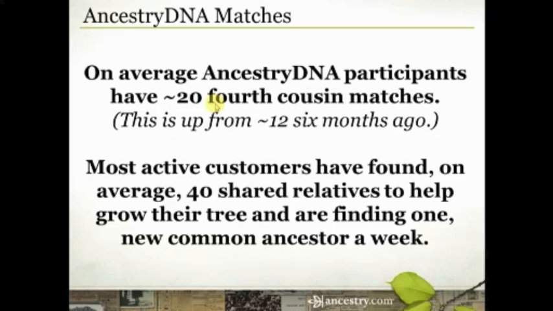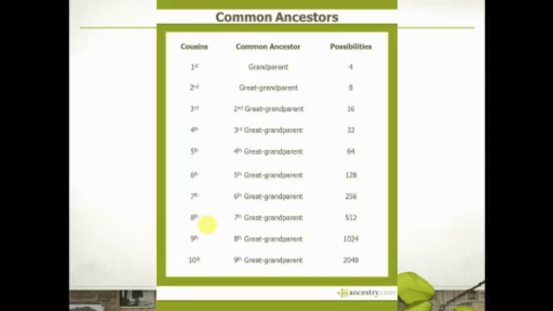Lots of really great things that we've been able to share, and some connections that have been made, and so those closer connections are exciting. But the distant connections still have some value as well. Those other 20 people that most active customers find have helped them grow their tree. And what we're discovering is that they're finding 1 new common ancestor a week. And that's huge. I have new matches showing up every single day, and that's more people to help and more people to discover.